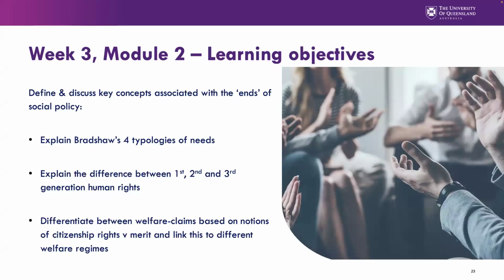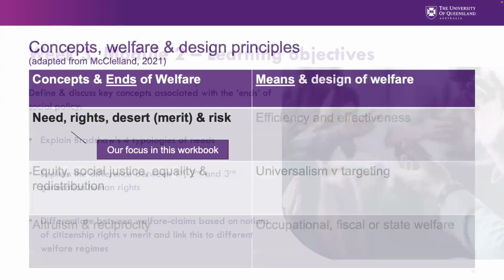We shall try to look at Jonathan Bradshaw and his four typologies of needs. We shall try to explain the difference between the first, second, and third generation human rights, which we shall be looking at in the next few videos. We shall also be looking at the differentiation between welfare claims based on notions of citizenship, rights versus merit, and link these to different welfare regimes we had started discussing.